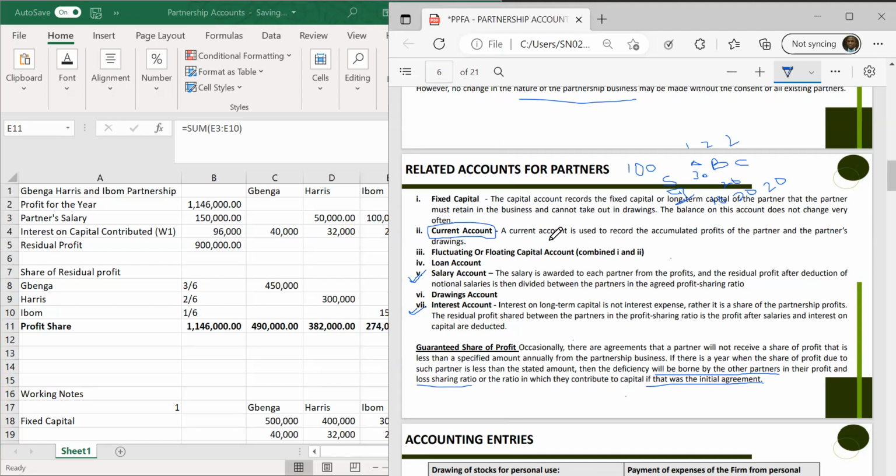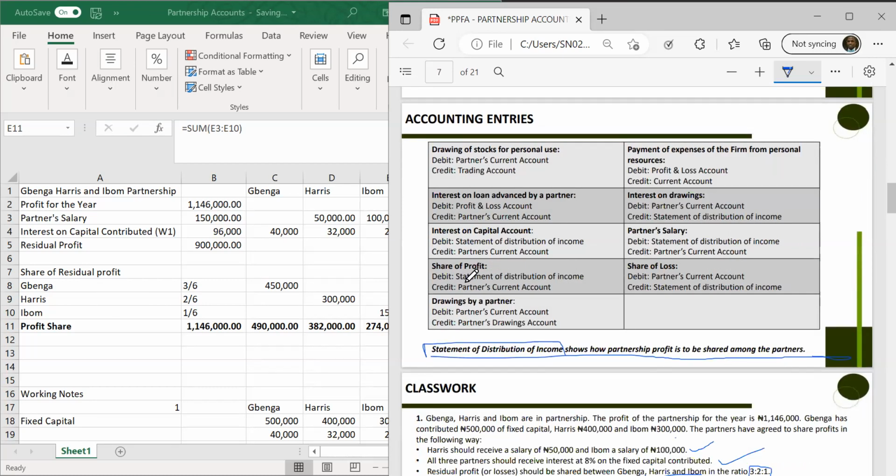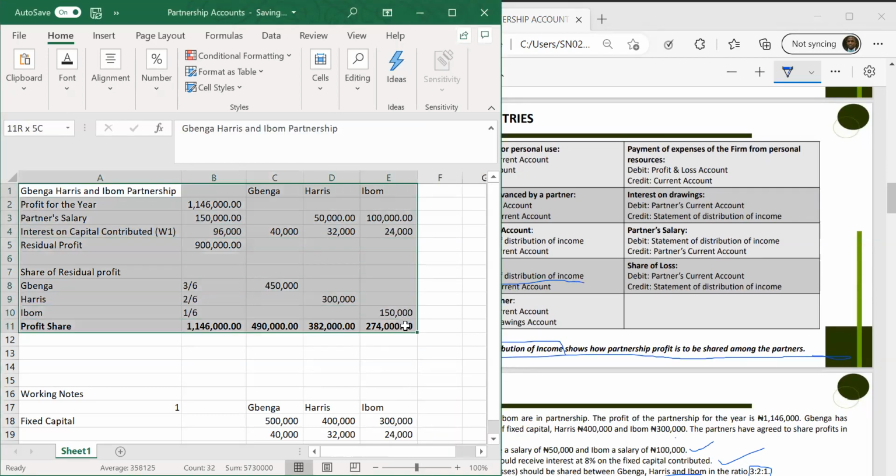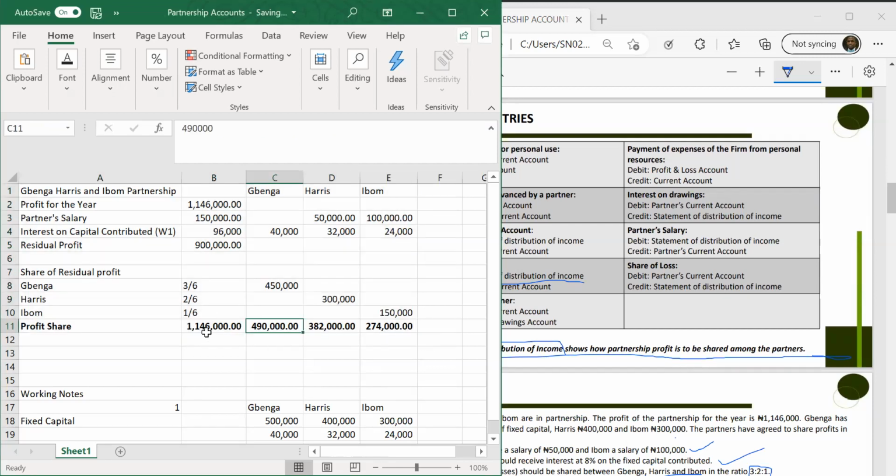What did I say the current account is? I said the current account is used to record what? Accumulated profits of the partner. Look at it here too. The share of profit will go what? You debit the statement of distribution of income, which I said is this statement. You debit this statement. For Benga, you will debit 490,000. So what you do is debit 114,600.